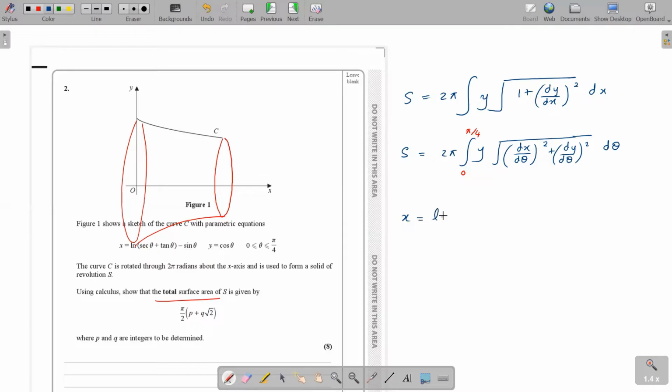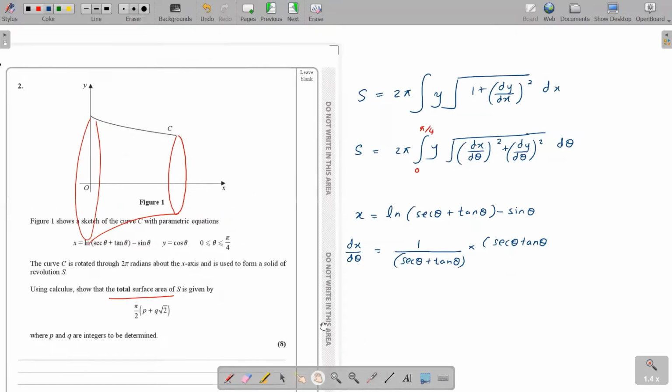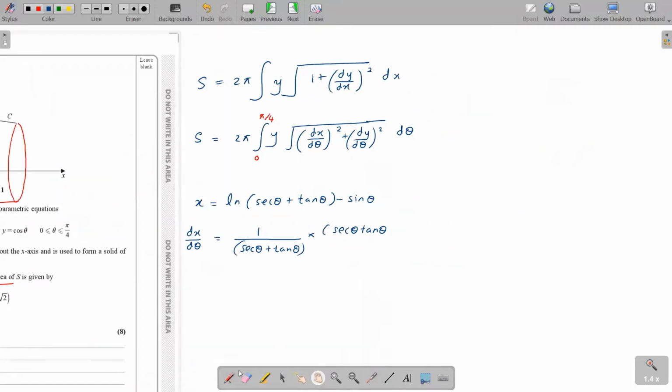So what is dx by d theta? X equals ln sec theta plus tan theta minus sin theta. So when you differentiate, dx by d theta equals ln differentiation is 1 over, right? 1 over sec theta plus tan theta. Then into sec differentiation, you have to multiply with differentiation, right? Sec differentiation is sec theta tan theta, right? Check the differentiation. Do you need me to bring up the rules? Sec differentiation is sec tan plus tan differentiation is sec square.